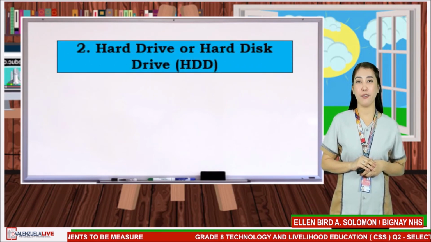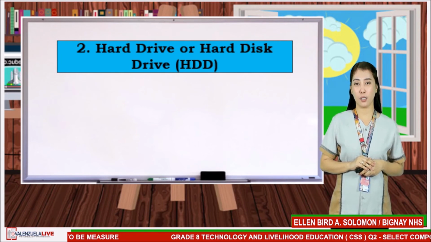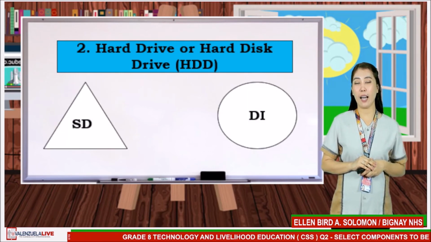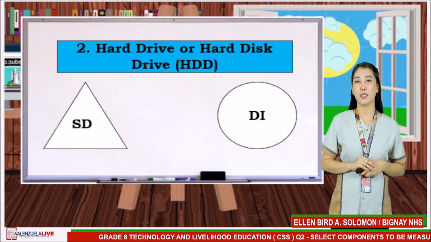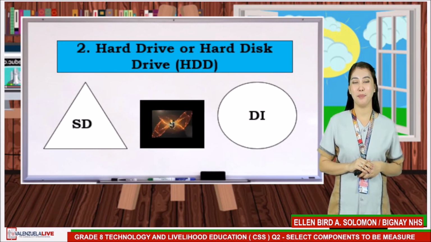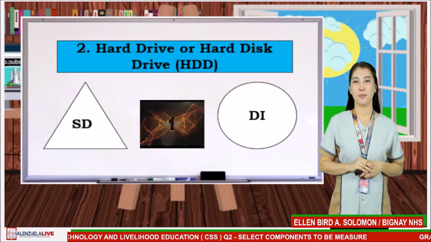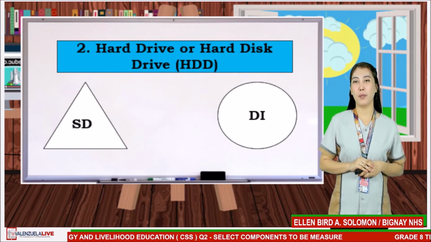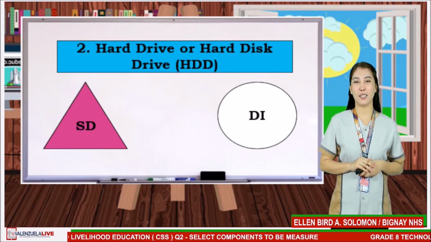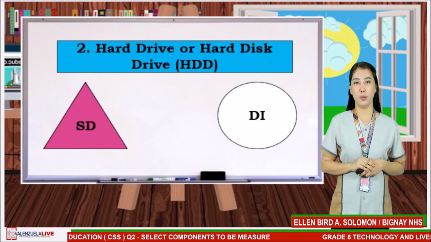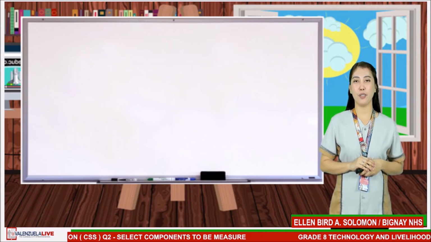Hard drive or hard disk drive. SD or DI. Your 5 seconds start now. For number 2, if your answer is SD, then you are doing good. Let's have number 3.